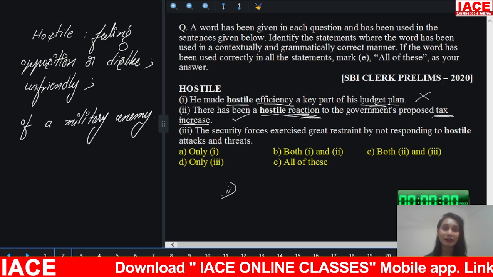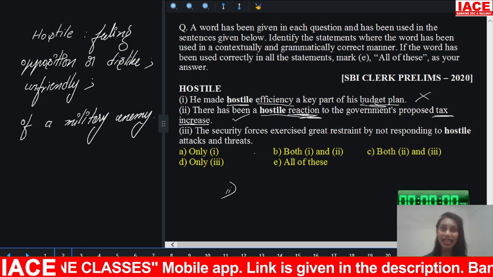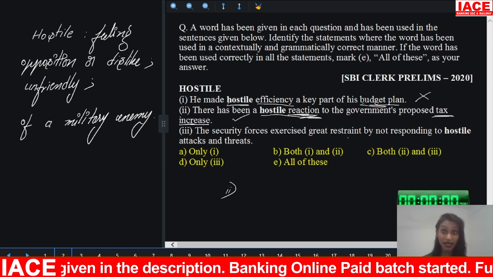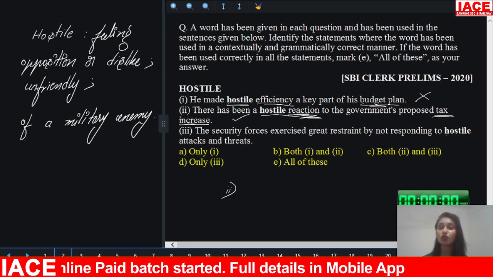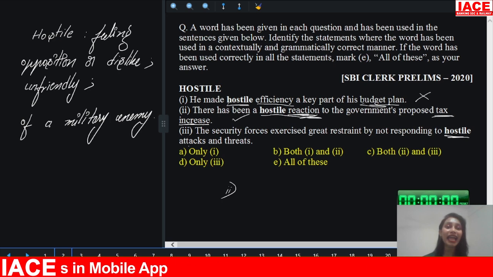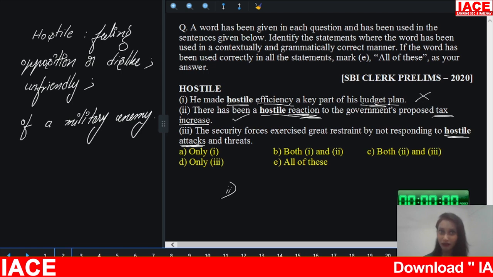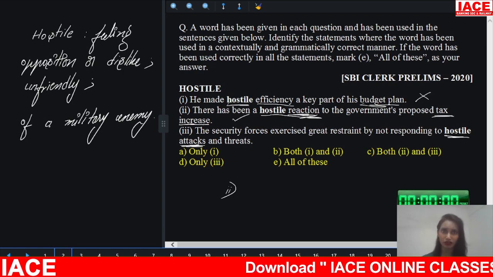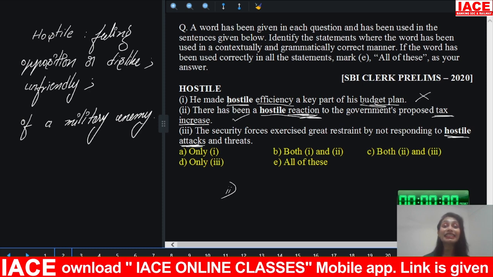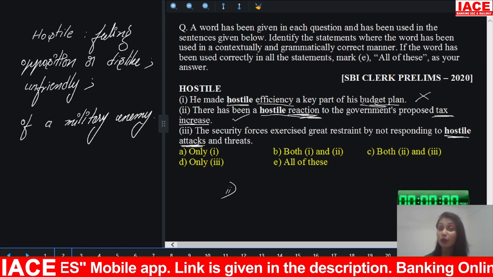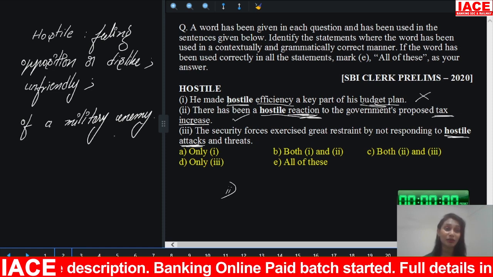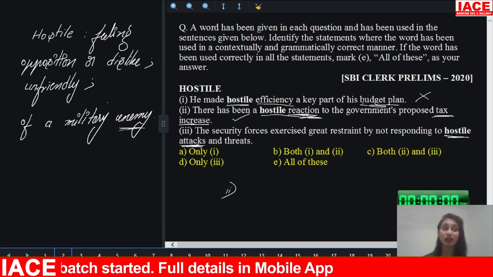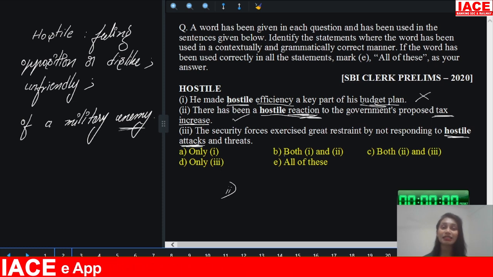And now look at the third sentence. The security forces exercised great restraint by not responding to hostile attacks and threats. So here we are talking about security forces. You can talk about border forces or any security forces here. They exercise great restraint by not responding to hostile attacks and threats. That means you can talk about enemy attacks or opposition attacks or threats. That means in sentence 3 also hostile is correctly used.